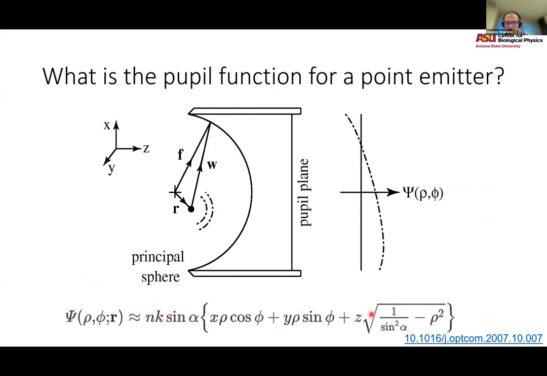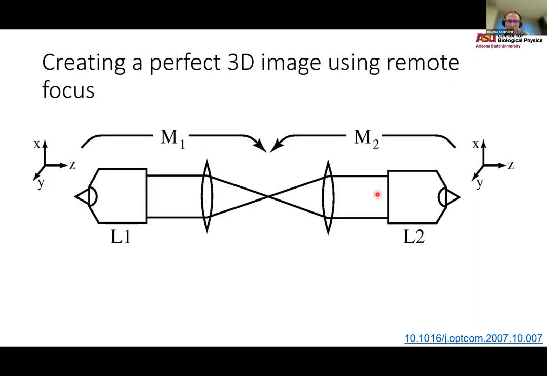And so it tells you something about the X and the Y position of where you are versus the frequencies that are contained in the pupil function. Well, the nice thing about linear optics is it's reversible. So if we know what that pupil function is, we can actually just build a second microscope to just do the opposite of that pupil function.